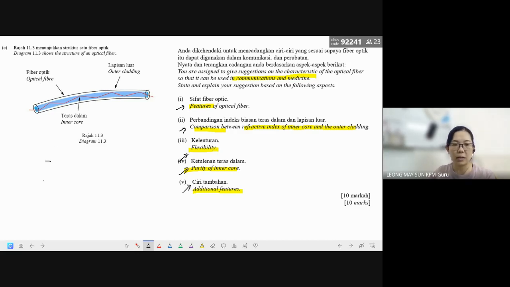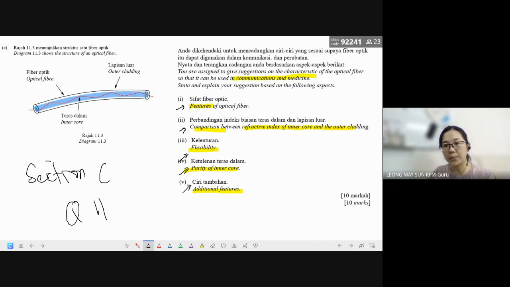This kind of question will come out in section C. That is question number 11. Only one question, no options anymore. This question is a compulsory question to answer. In terms of this, I'm going to answer for you guys.